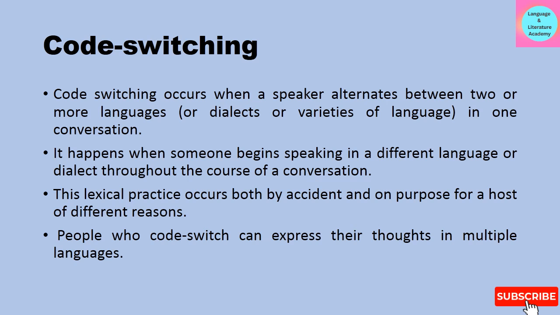Code switching occurs when a speaker alternates between two or more languages or dialects or varieties of language in one conversation. It happens when someone begins speaking in a different language or dialect throughout the course of a conversation. This lexical practice occurs both by accident and on purpose for a host of different reasons. People who code switch can express their thoughts in multiple languages.